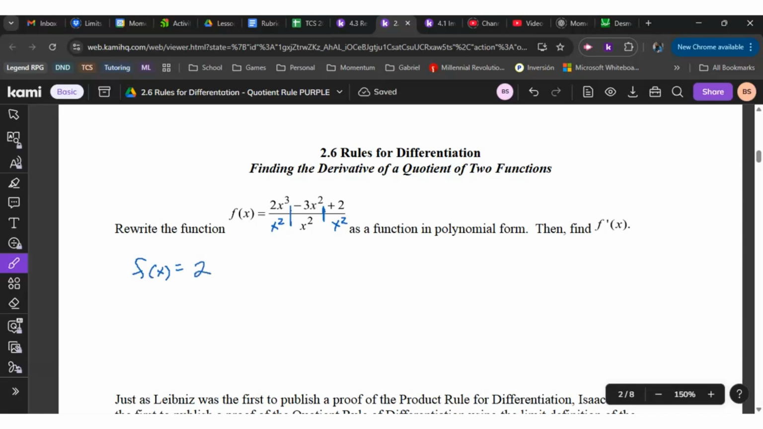2, and then what happens to x cubed over x squared? Just x. And then we've got x squared over x squared. What happens to those? They cancel out. So I've just got -3.